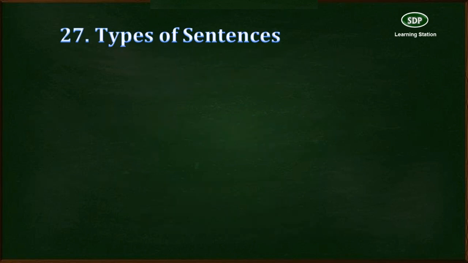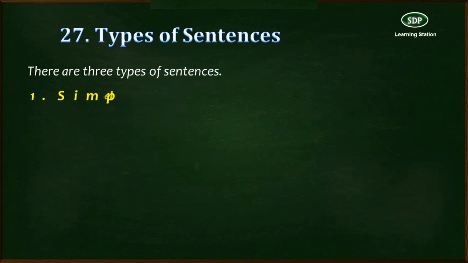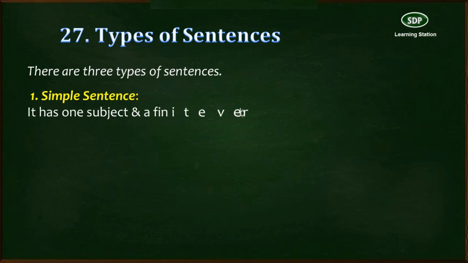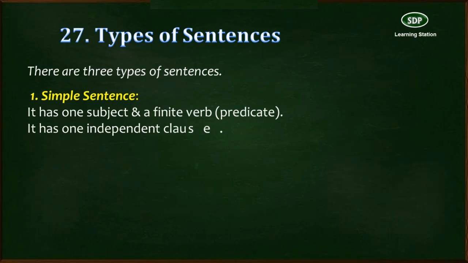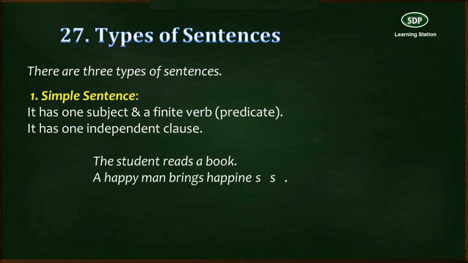Types of sentences. There are 3 types of sentences. 1. Simple sentence. It has one subject and a finite verb, the predicate. It has one independent clause. For example, the student reads a book. A happy man brings happiness. Mary and John go to the office.